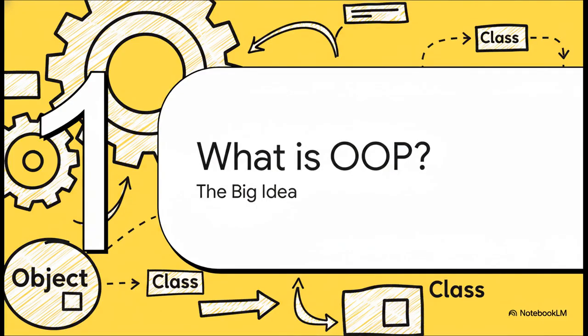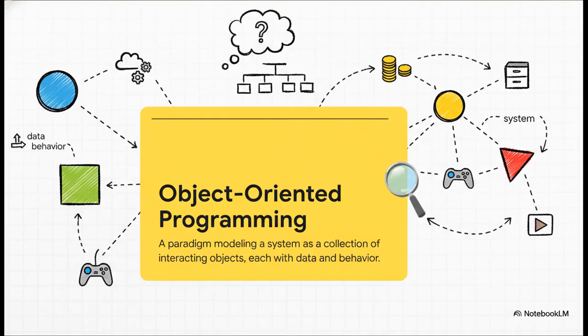Okay, so let's put a pin in that and get a bit more formal. What exactly is object-oriented programming? We'll start with the big picture idea before we get into all the nitty-gritty details. All right, here's the definition you'd see on an exam. OOP is a way of designing software by creating a collection of interacting objects. And here's the key. Each object bundles together its own data, what we call its state, and the things it can do, which we call its behavior.